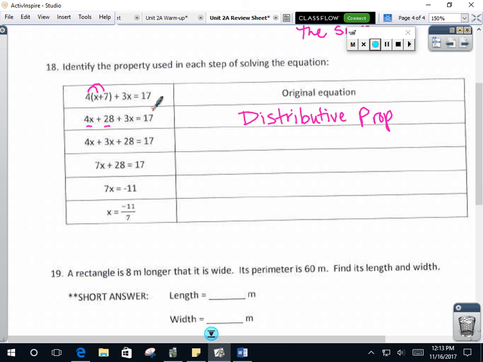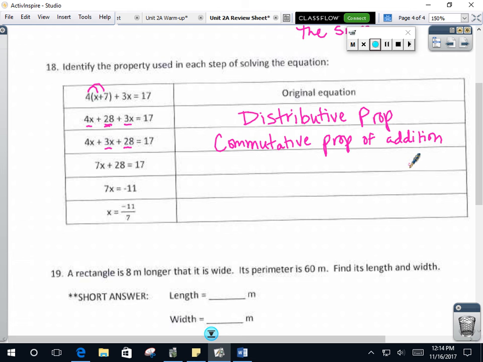Okay, now what do I do? Well, before that though, look what has happened. From this step to this step, what's the only difference? No, not that. Well, didn't they reverse the 28 and the 3x? What says that you can just reverse the order when you're adding? No. Symmetric is when you flip-flop the entire side over the equal. Commutative property of addition says that you can add in any order. Commutative property of addition.